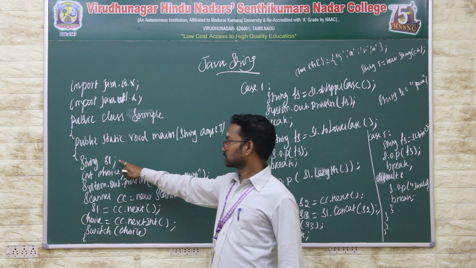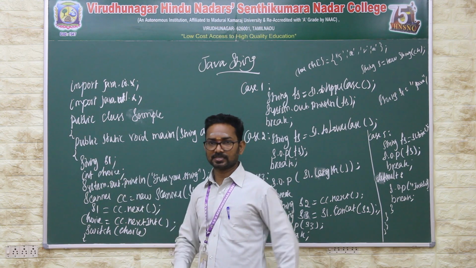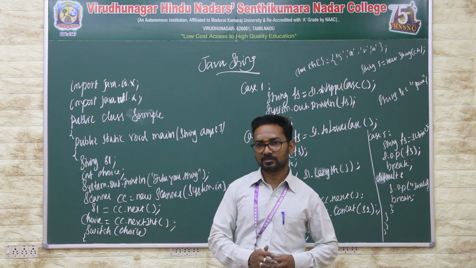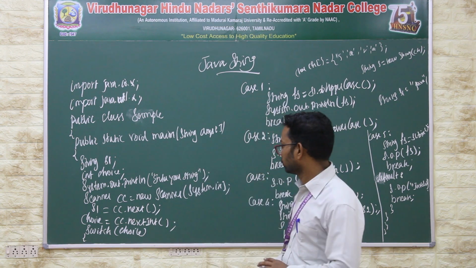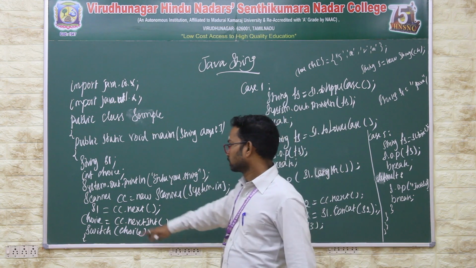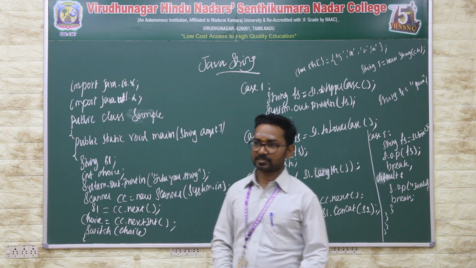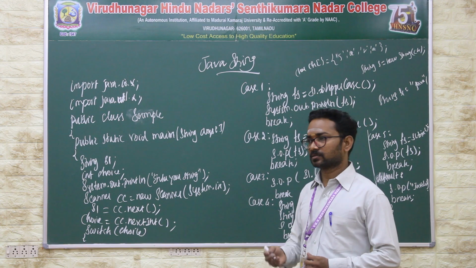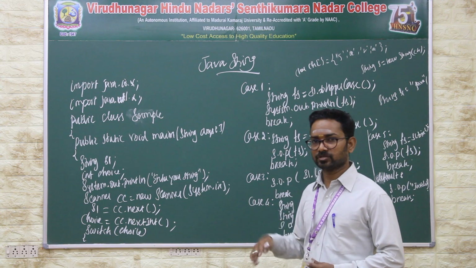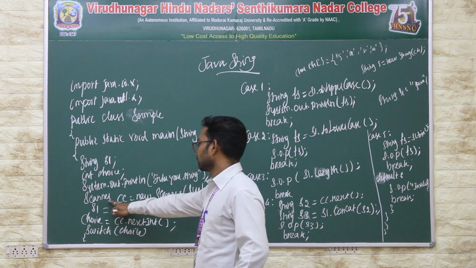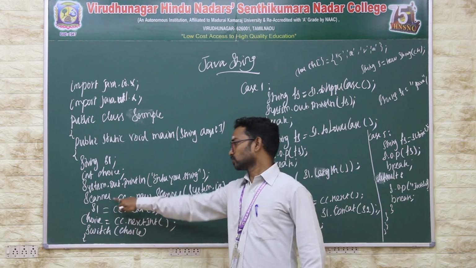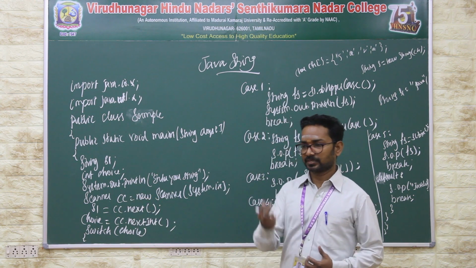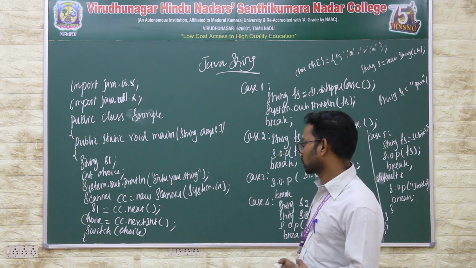Here we declare the string variable s1, and another variable choice, which is an integer type variable. Enter your string. The Scanner class is used to get the input values from the keyboard. The scanner object is called cc, new Scanner System.in. System.in means getting the input values from the keyboard.